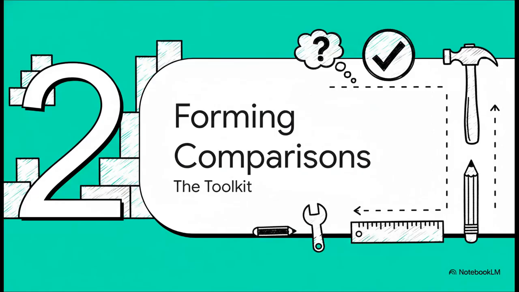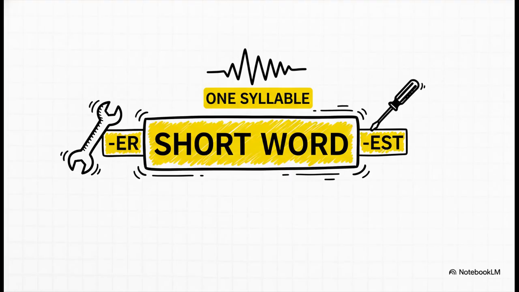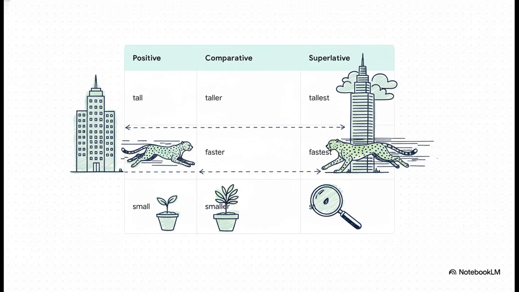All right, so now that we've got the foundation down, let's start building our toolkit. The big question is, how do we actually form these different degrees? Well, it's probably easier than you think. Okay, rule number 1, and this is the big one for short, punchy, one-syllable words. All you gotta do is add ER for the comparative and EST for the superlative. It's really that easy.